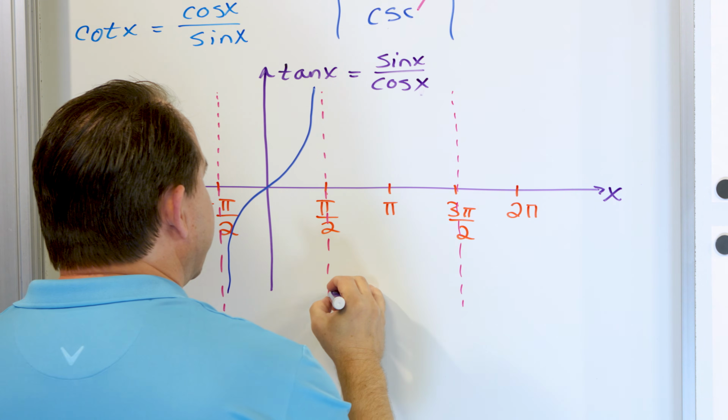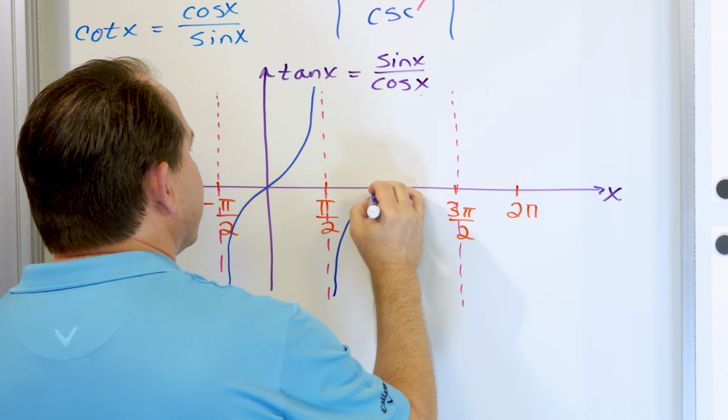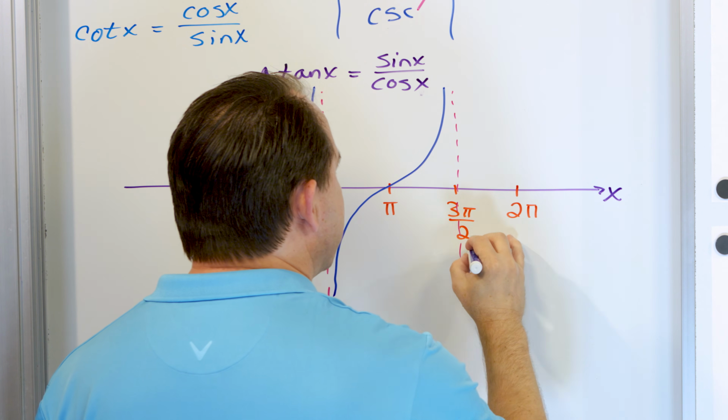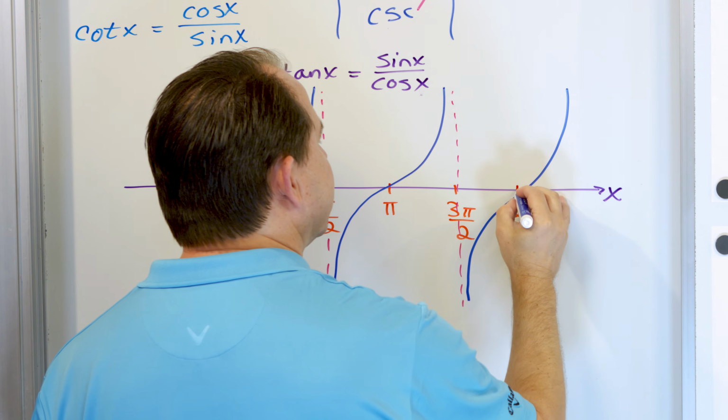And then it repeats itself. It goes down, it has to go through pi right there, and then up. And then I can start repeating again, down, and goes through the origin. Whoops, that's not quite right, but at 2 pi.